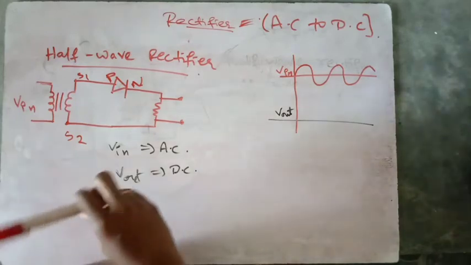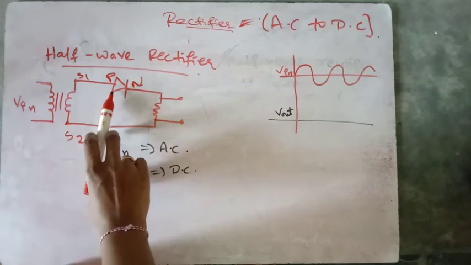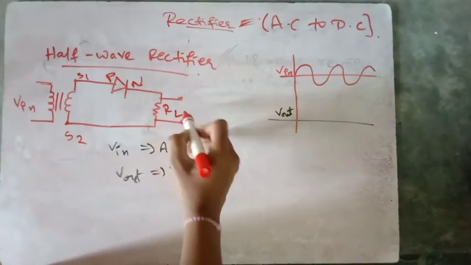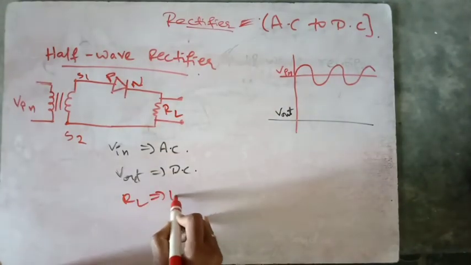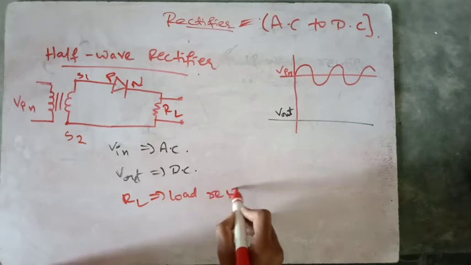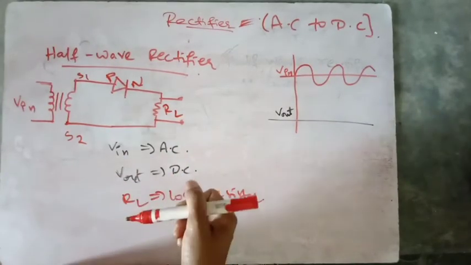For this purpose I have taken a transformer which is connected to a PN junction diode, and this diode is connected to a load resistance. RL is the load resistor. This is the explanation of this circuit diagram.